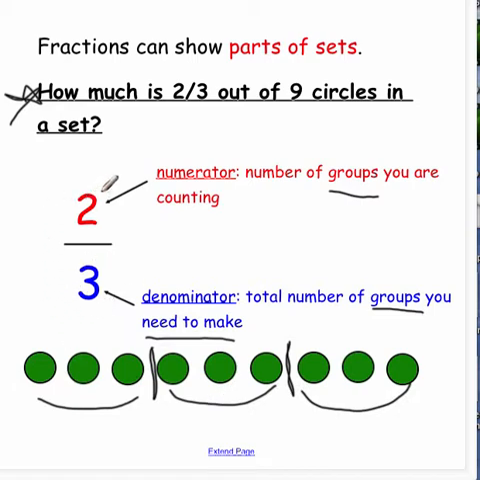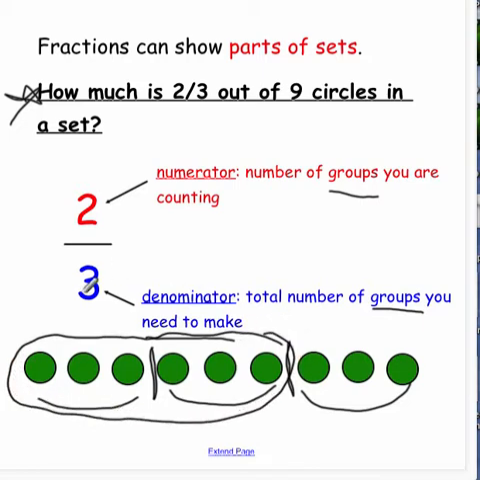The top number is the number of groups I'm going to count. So my 2 tells me I want to count the circles in 2 of the groups. So I'm just going to circle 2 of the groups right here. How many circles are in those 2 groups? 1, 2, 3, 4, 5, and 6. So how much is 2/3 out of 9 circles? The answer would be 6.